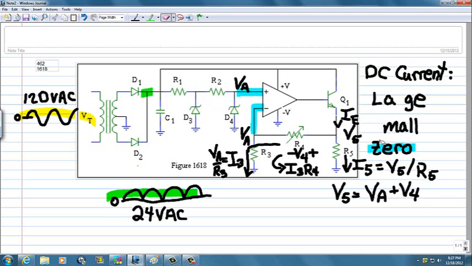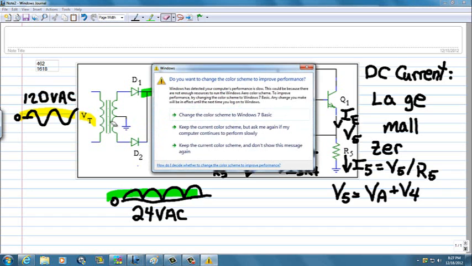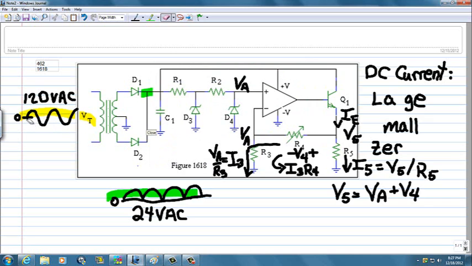There's voltages that are very important, but zero resulting current, which is a bit strange. What made all of this happen was a 24-volt transformer, input 120 volts AC, and creating 24 volts AC at the secondary.